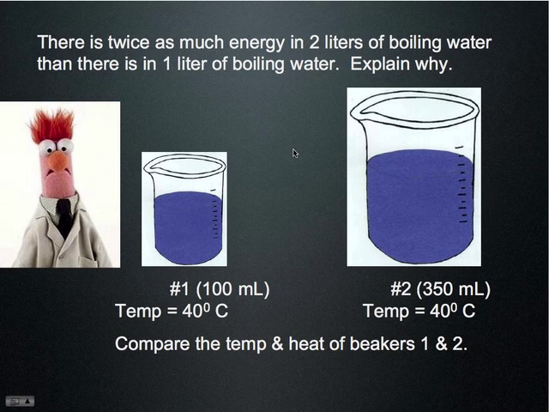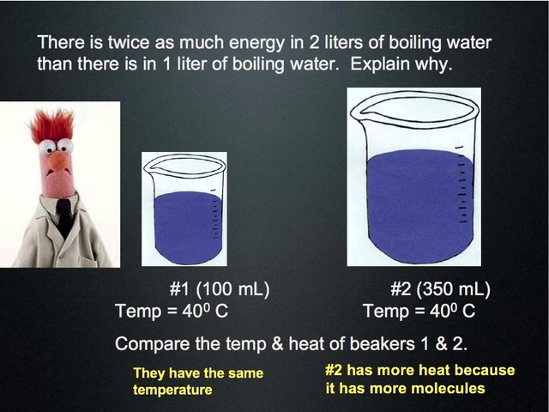How does their heat compare? Victoria? Number 2 is hotter because it has more total amount of heat. Okay, I wouldn't say hotter, because generally when we say hotter, what are we referring to? Temperature. But you could say it does have more heat. Beaker 2 has much more heat than Beaker 1. So they have the same temperature, but Beaker 2 has more heat.